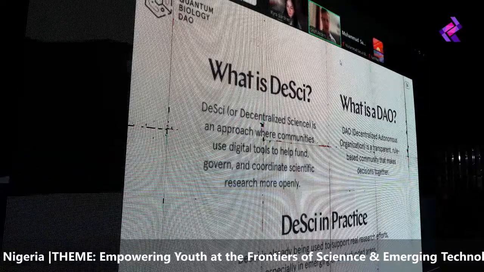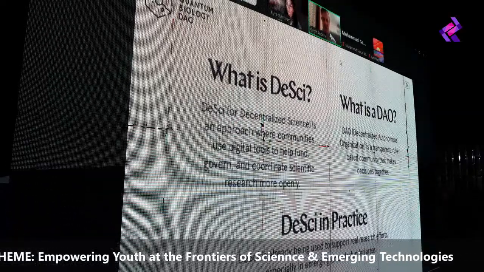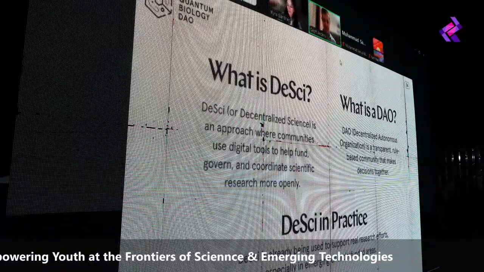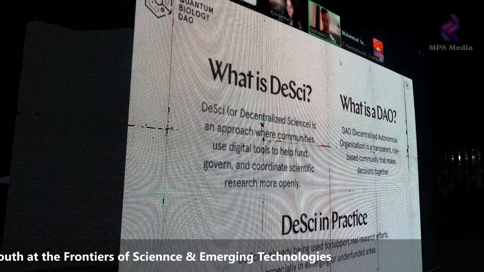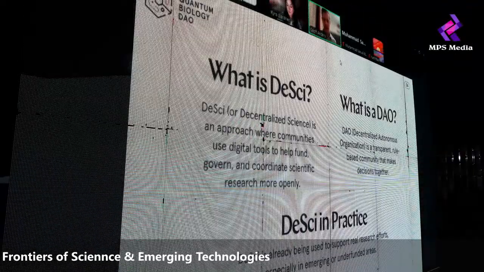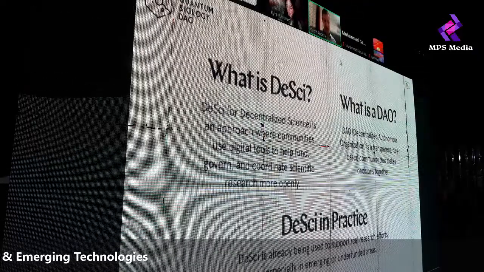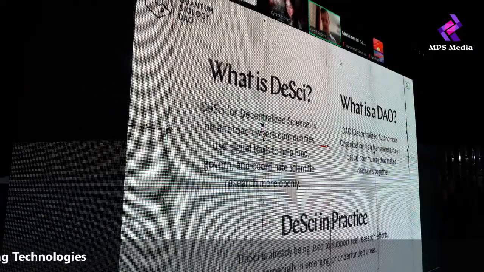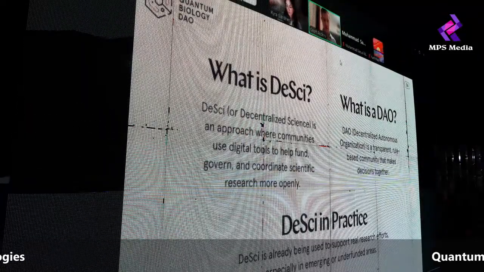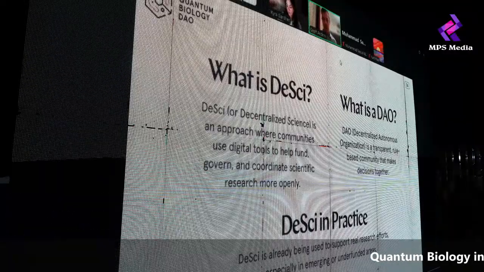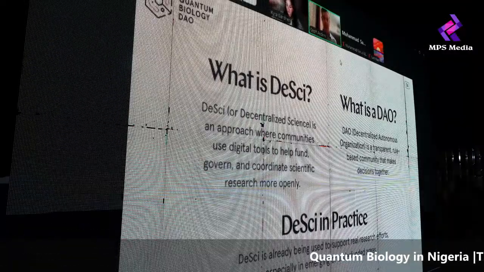DAO stands for Decentralized Autonomous Organization. We'll talk about how the Quantum Biology DAO works, but in general, what DAOs do is use blockchain technology. We have a token that we use for voting. We'll talk about this, but it makes it so that we can organize coming together and making decisions together.